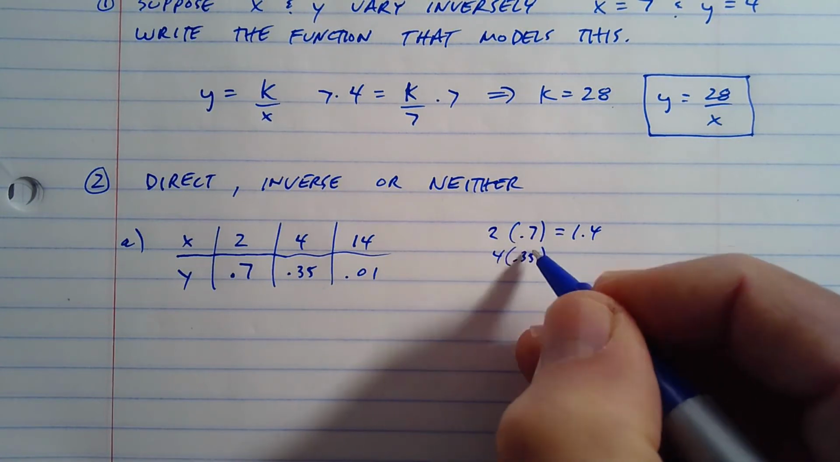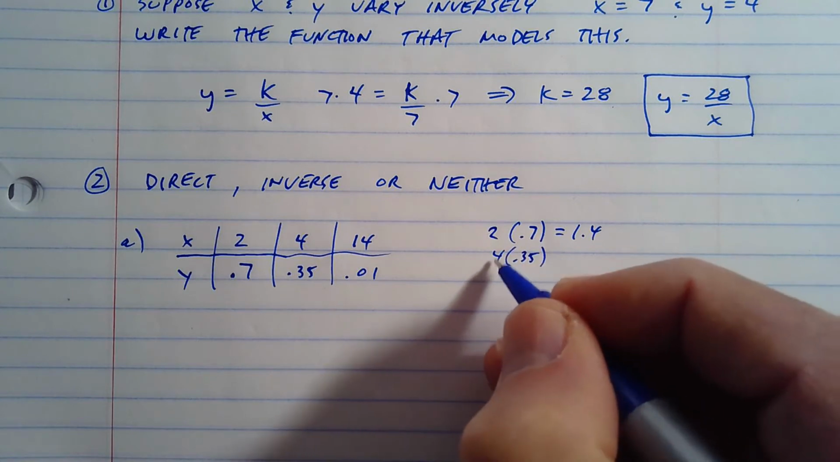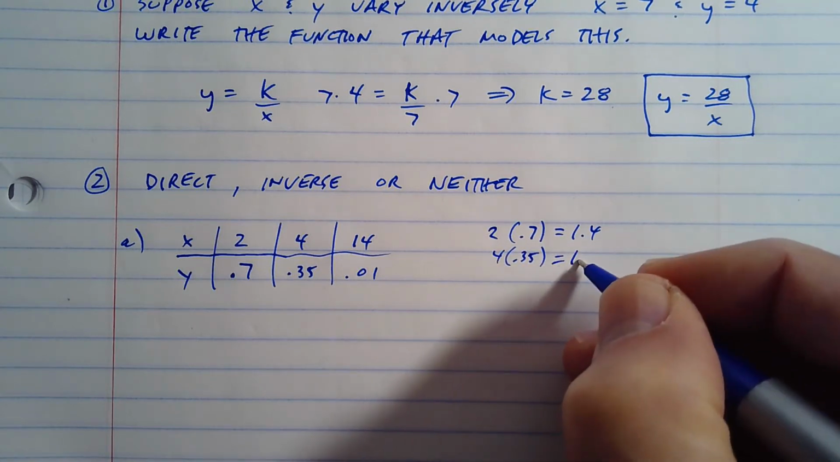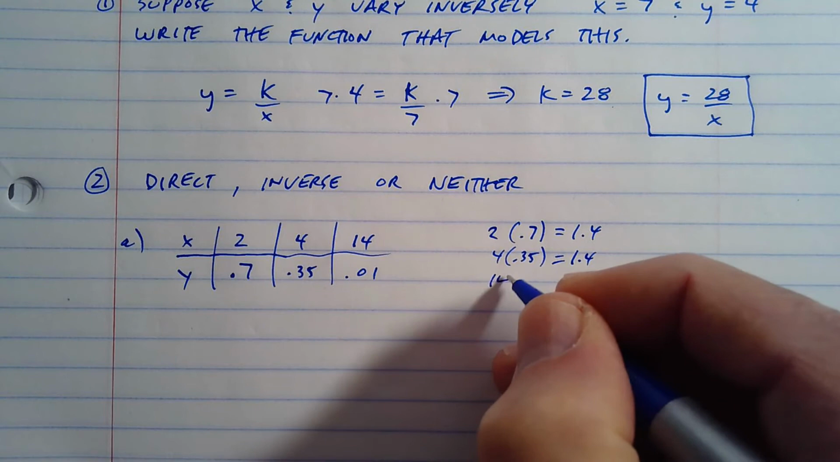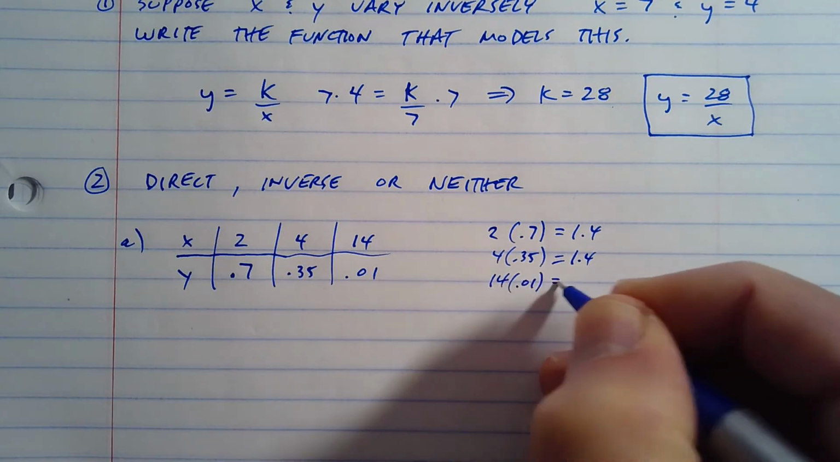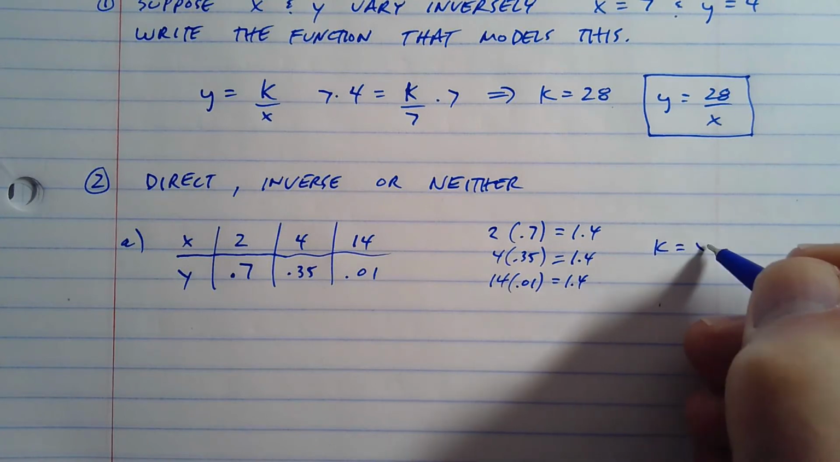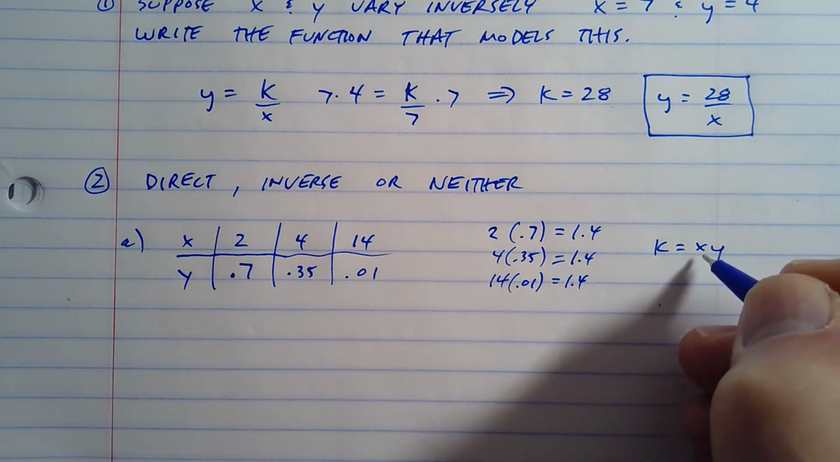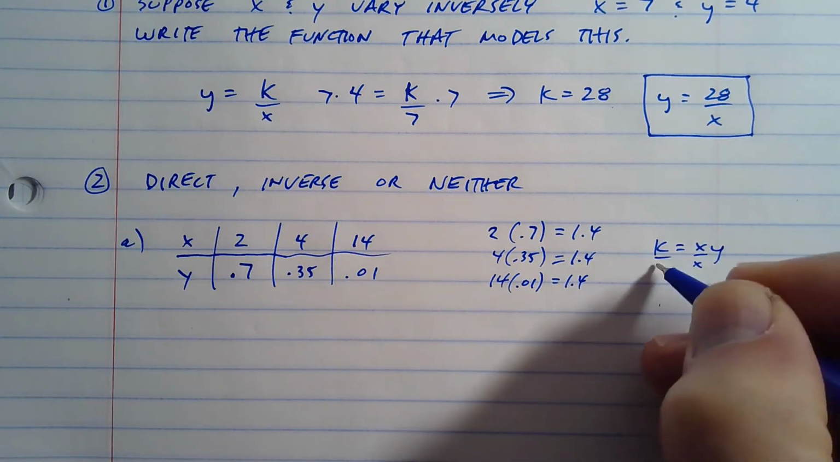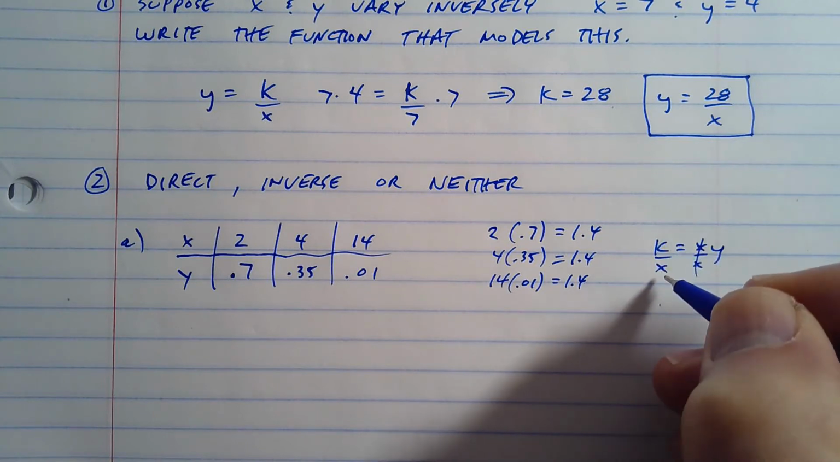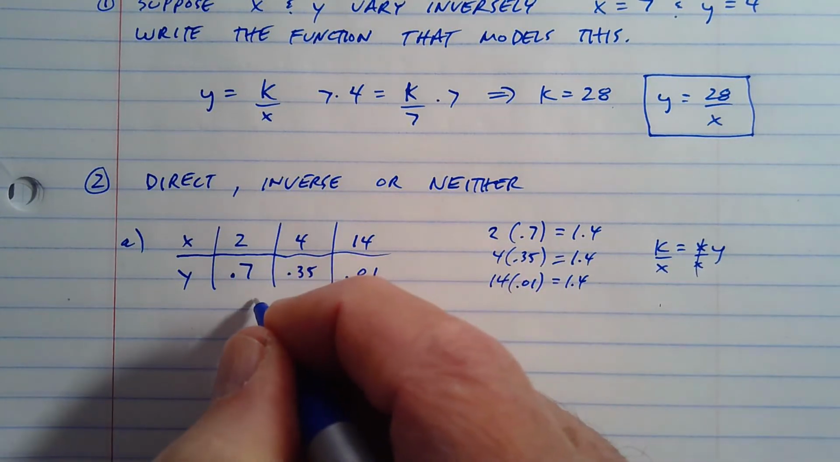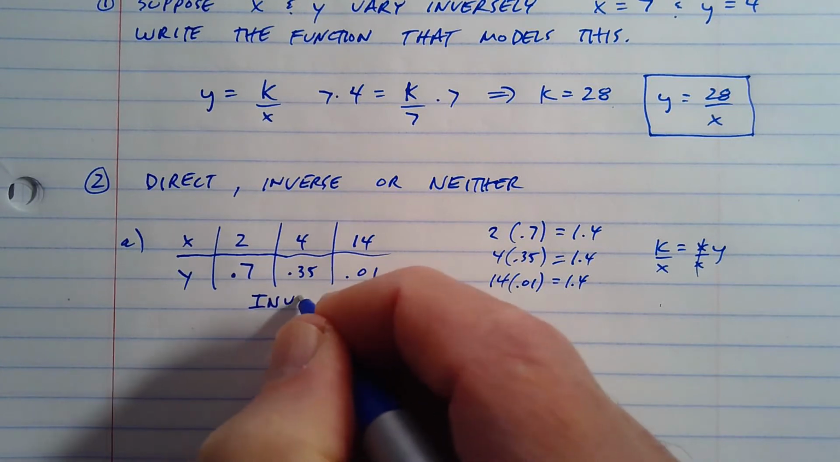You can see I just took half of the 0.7, but I doubled the 2, so we ended up at the same place, 1.4 there. And if I do 14 times 0.01, I get 1.4. So remember, when the k is the product of the two things, that's actually an inverse, because I could divide away the x and get my y equals k over x. This first one, it is an inverse relationship.